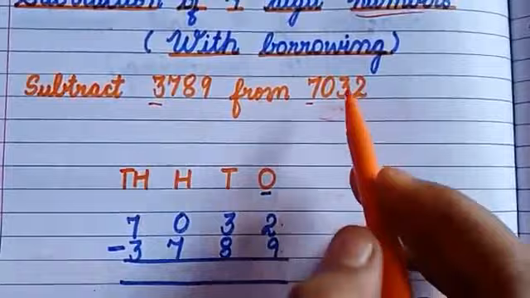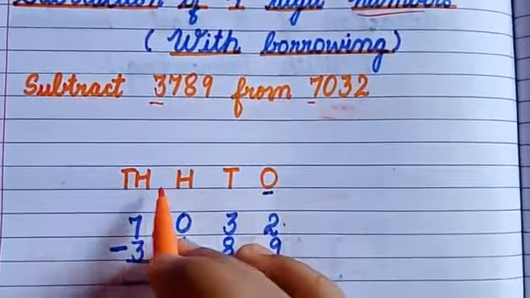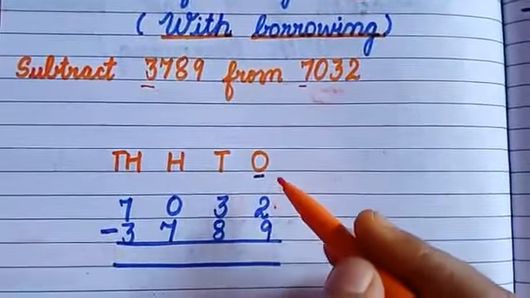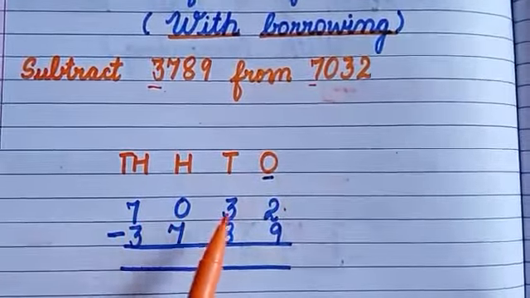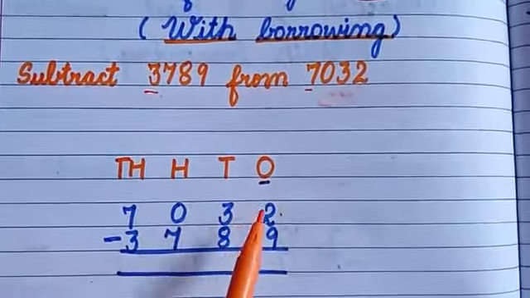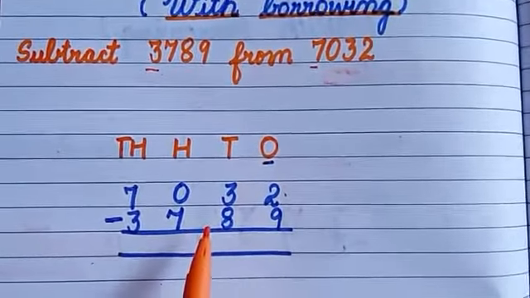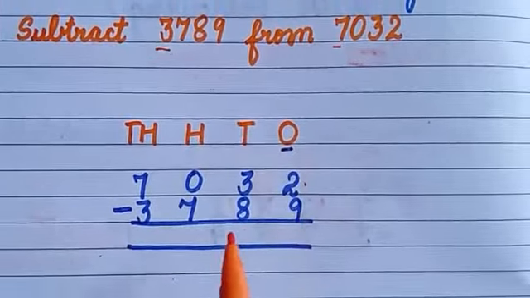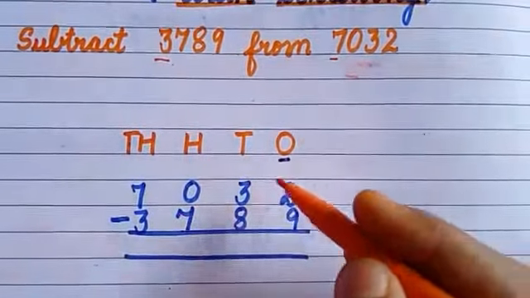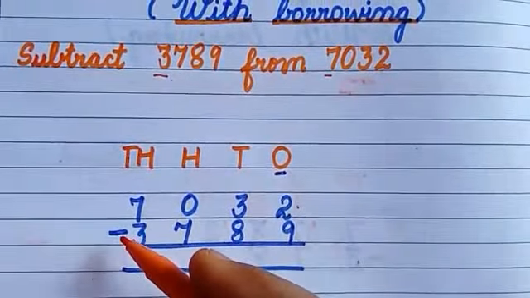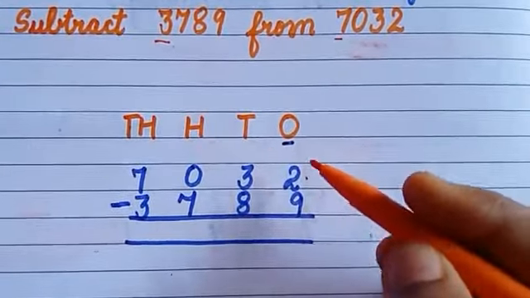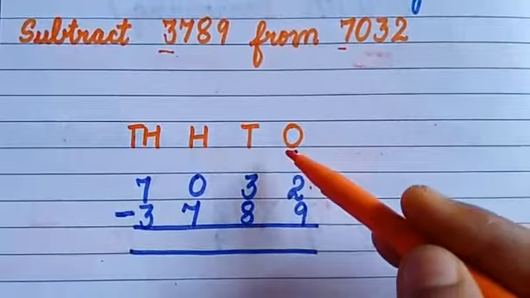Okay. First make a column: thousands, hundreds, tens and ones. We will write the numbers in these columns. 7032, we'll write it first, and below it 3789. As I mentioned, the minus sign will be put here. Let's start to subtract. We will start from the ones place.